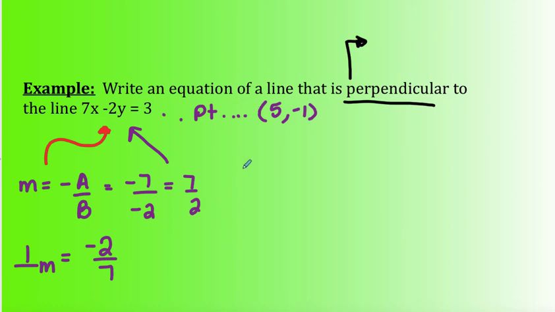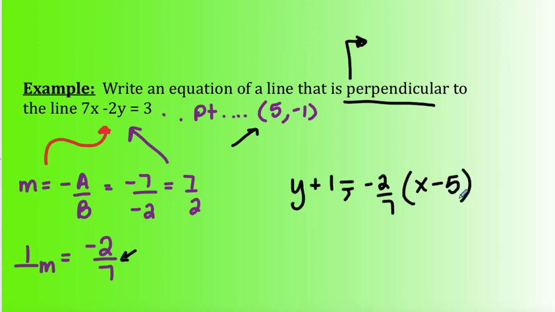All right, so I've got my point, I've got my slope, so the most convenient form really would be point-slope. Go ahead and try it, press pause, put it into point-slope, and then come back and check your answer. Okay, so you're back, and hopefully you got y plus 1 equals -2 over 7 times (x minus 5).